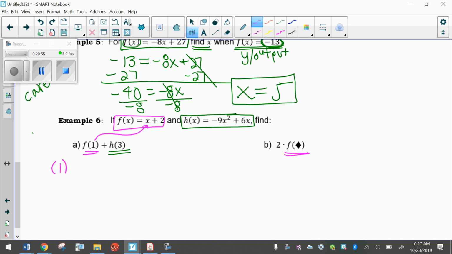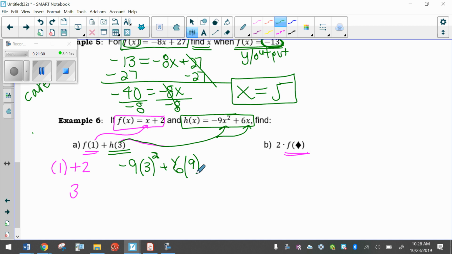So it's 1 plus 2. That's easy. That's just 3. I'm going to fill in my 3 into my h rule. Oh, there's two x's, so be careful. Got to go on both sides. So that one's going to be negative 9, parentheses, 3 squared, plus 6, parentheses, 3. Oh, sorry about that. That should be a 3, right? That's my x value or my input.